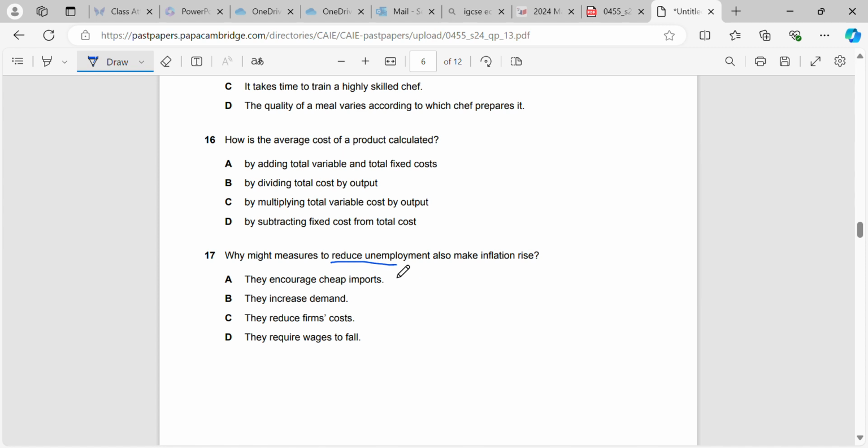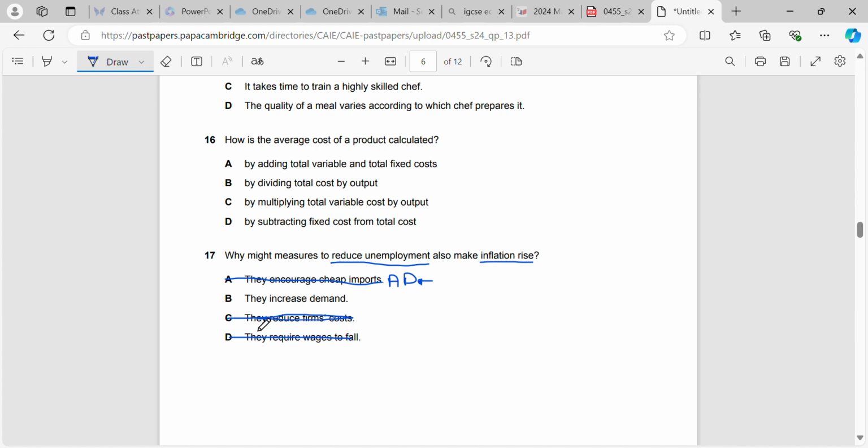Okay, why might measures to reduce unemployment also make inflation rise? So, they encourage cheap imports. That's incorrect. If we have a higher level of imports, that will make AD go to the left. So that will actually reduce the price level and reduce inflation, not make it rise. They require wages to fall, or they reduce firms' costs. They're not going to be true, right? We don't have any information on those.